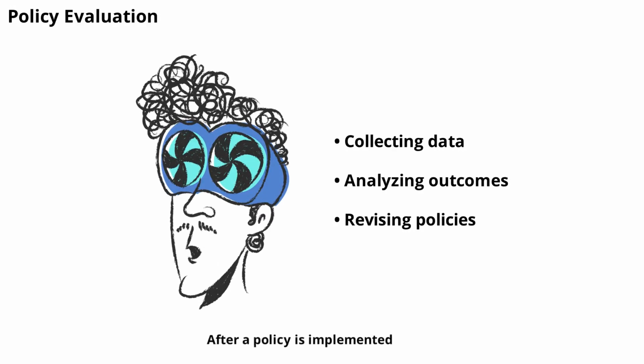After a policy is implemented, it's important to evaluate its effectiveness. Evaluation involves collecting data, analyzing outcomes, and determining whether the policy achieved its goals. If a policy isn't working as intended, it may be revised or replaced. Evaluation helps ensure that government actions are accountable and that resources are used wisely. This step is essential for continuous improvement in public policy.